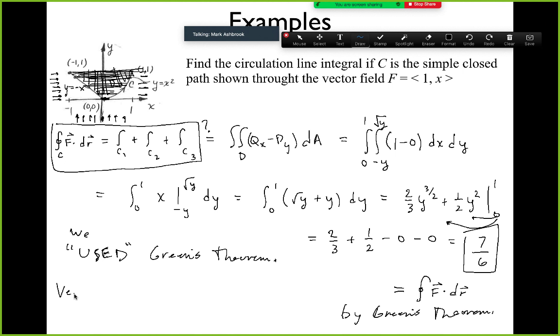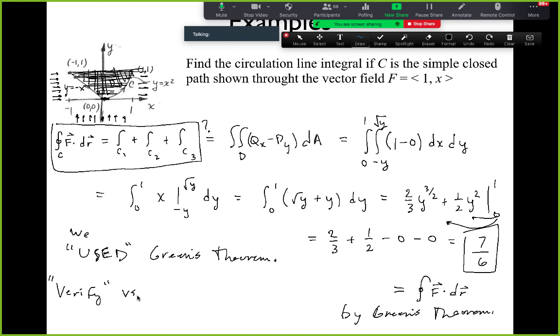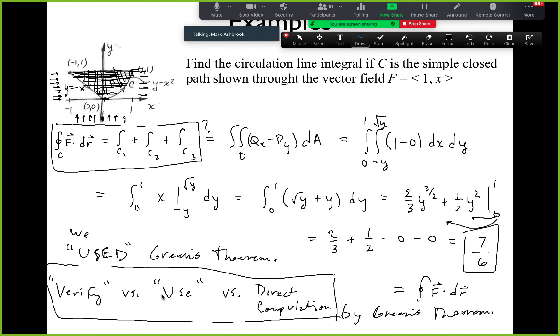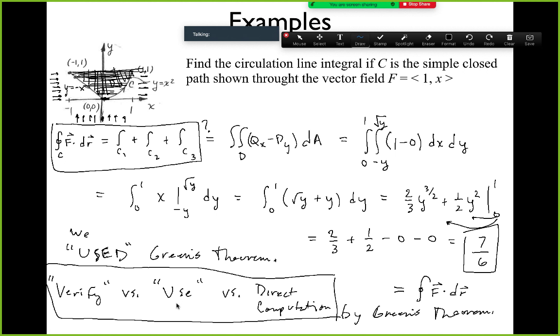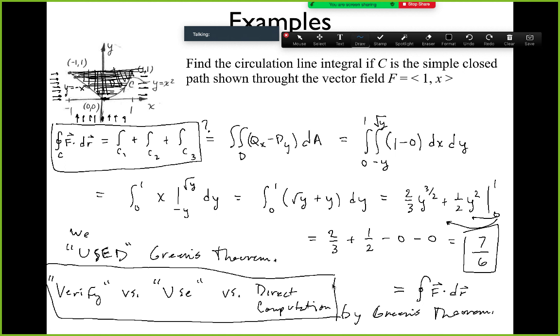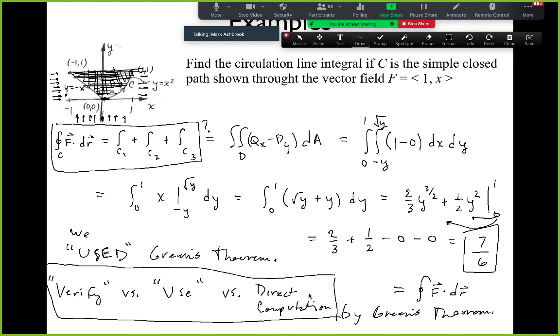So there's verify a theorem versus use a theorem versus direct computation, which has nothing to do with a theorem at all. Verify means do both sides and show that both sides are equal. Use means you're asked to do one thing, use a theorem, and you calculate something else, and then the theorem guarantees that it's equal to the requested quantity. Direct computation, if you just follow the instructions in this problem, you don't use Green's theorem at all, you're just directly computing the line integral. Does that make sense? The difference between verify a theorem, use a theorem, and not using a theorem at all, which is direct computation. No theorem.